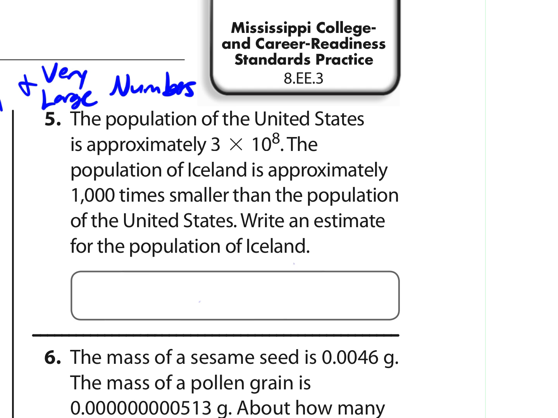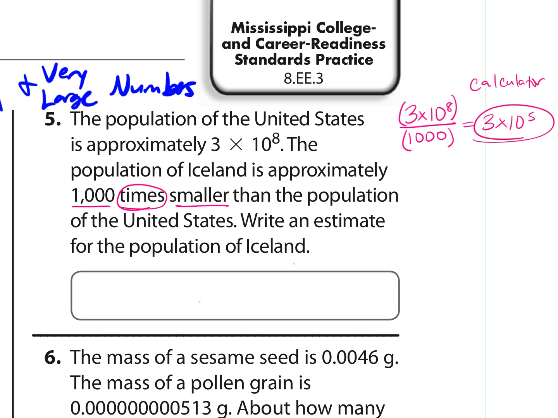So it's saying that Iceland is 1,000 times smaller. We're going to compare in multiples, so we know we're dealing with division. So I'm going to take 3 times 10 to the 8th power, and I'm going to divide by 1,000. Well, there's different ways I can do that, but really the simplest way is write each number in a parenthesis and go to your calculator. If I do this and go to my calculator, it will give me 3 times 10 to the 5th power.